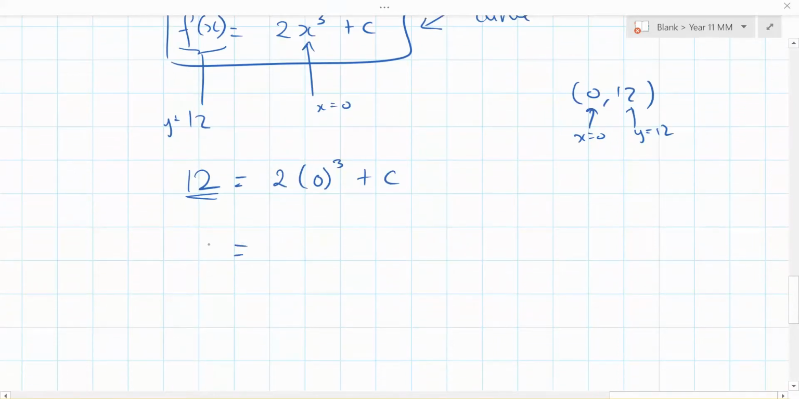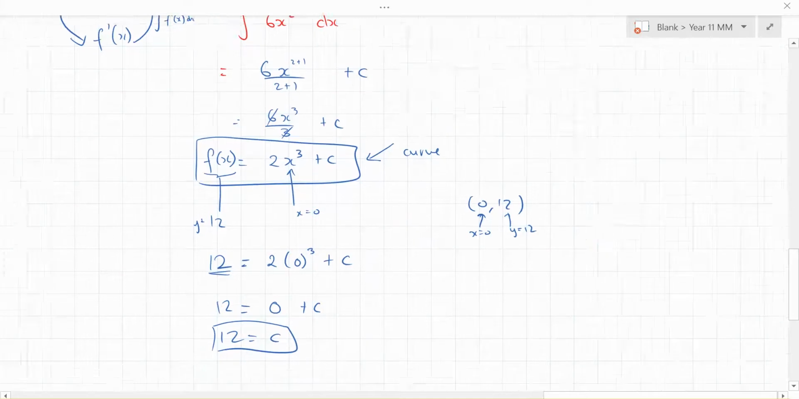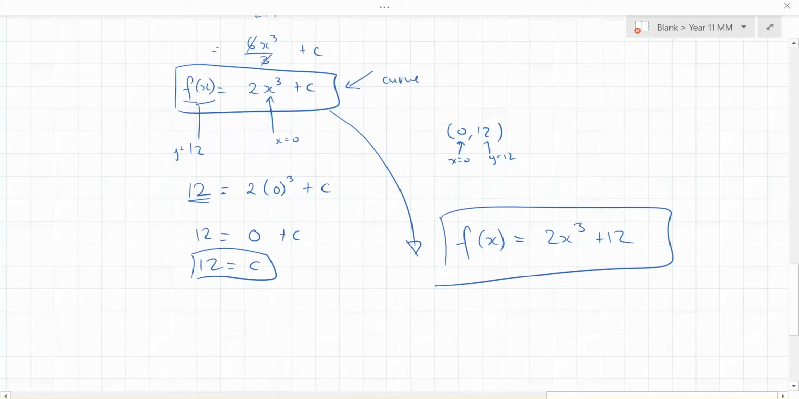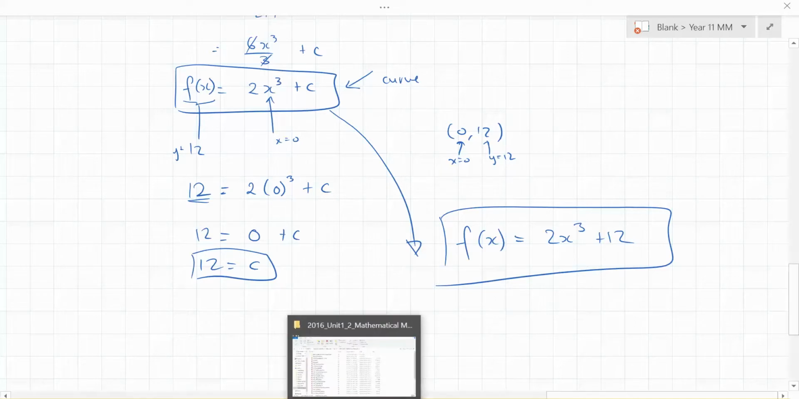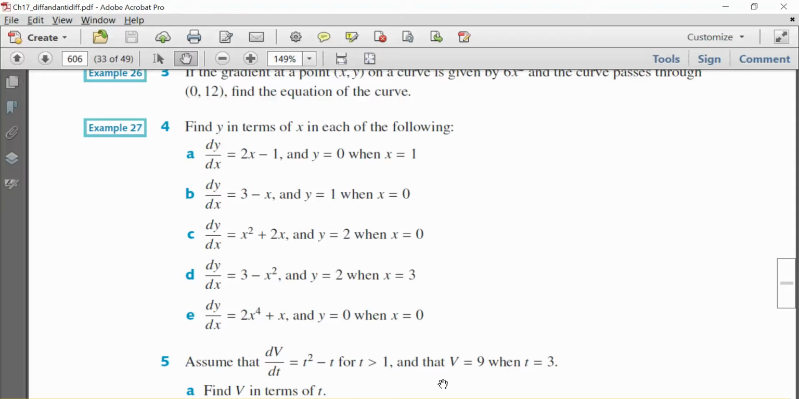Okay, but if we solve it, that becomes 0 plus c, and it just so happens that c equals 12. So what's my curve? What's the final function look like? Well, f of x now is equal to 2x cubed plus 12. Okay? That's essentially what question 3 is doing. It's exactly the same as question 2, just worded differently. Okay? And if you have a look at question 4, similarly, it's the same too. Okay? It's the same drill.